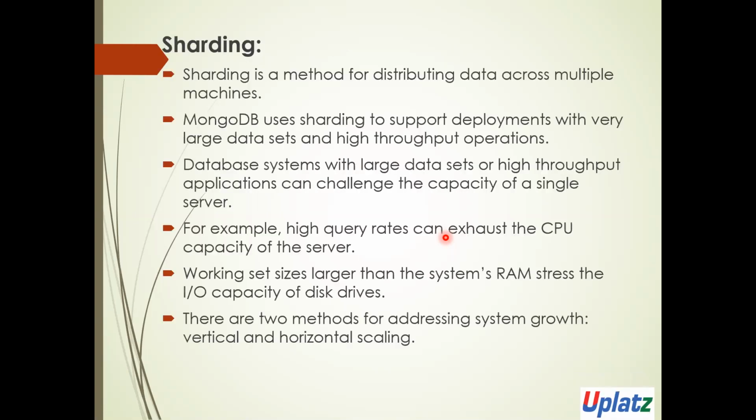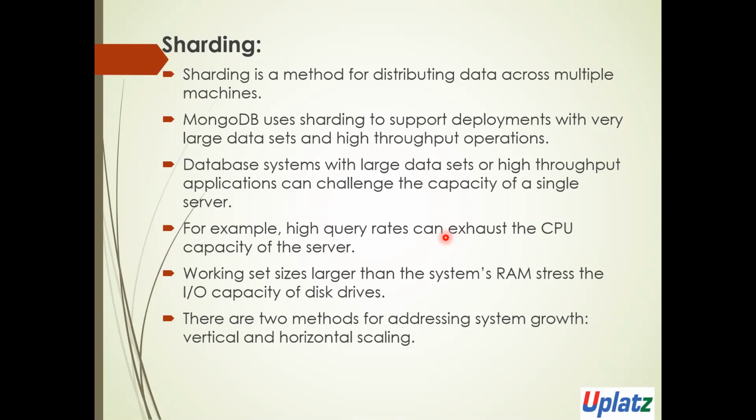Basically, it is distributing data across multiple machines. It is used to support deployments with large data sets throughout the entire operation. For example, if we are writing high query rates, n number of queries, it may exhaust the CPU capacity of the server. For large working sets, the size of the RAM also becomes a stress for the I/O capacity of disk drives. So for that, they have introduced sharding in MongoDB.